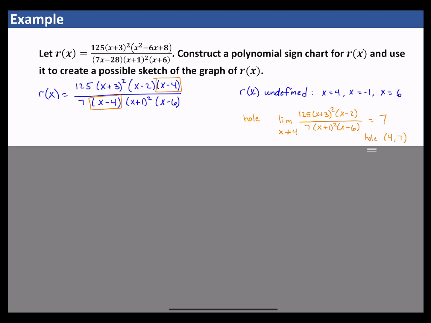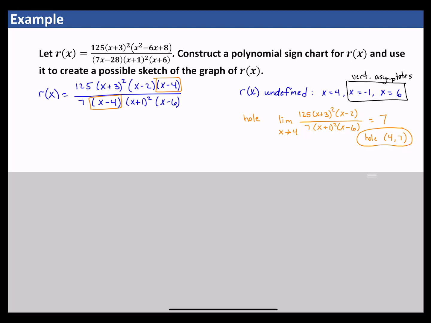And as I mentioned a moment ago, we're really interested in the sign chart where the graph is changing sign from positive to negative. And this hole at 4, 7, that's not near the x-axis really. So we're not worried about the graph changing sign near 4 and 7, which means when it comes time to graph or sketch our sign chart, we're going to focus just on x equals negative 1 and x equals 6. And in fact, we know that those are going to be vertical asymptotes because those are the values of x that made the denominator equal to 0, but not the numerator.